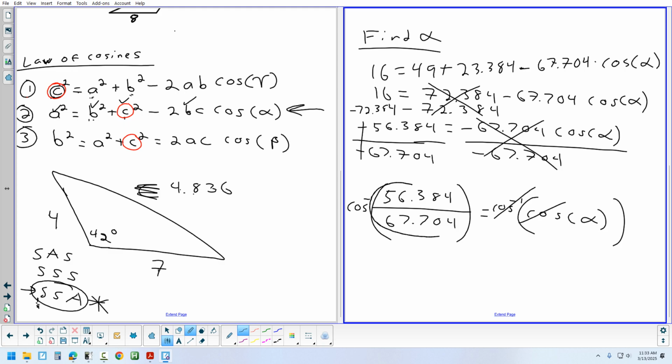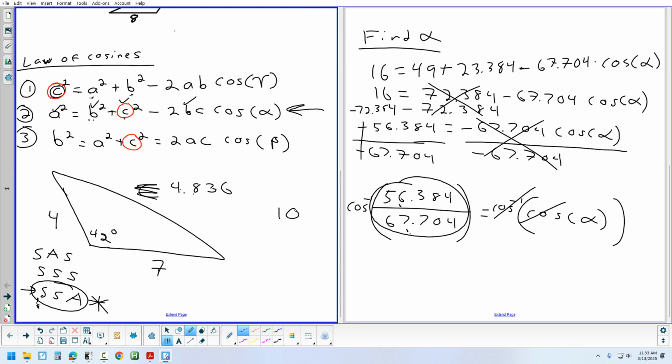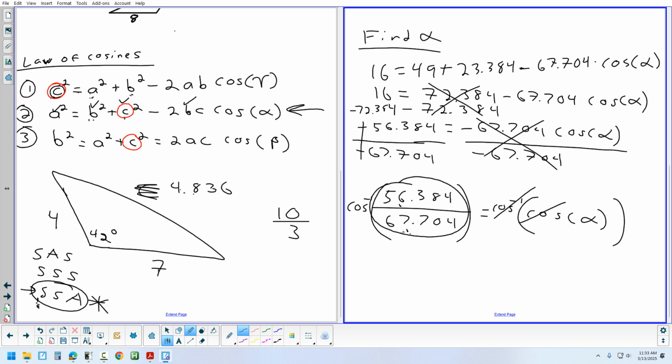And if you have a bigger number in the bottom of a fraction than the top, that will make it less than 1. If you ever end up with a bigger number in the top, like let's say you ended up with 10 in the top and 3 in the bottom, well, you're not taking the inverse cosine of that. Something went wrong, okay? Because this kind of problem is never no solution, all right? So the bigger number should always be in the bottom.